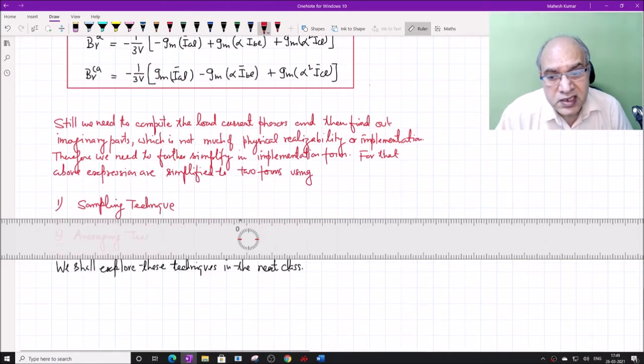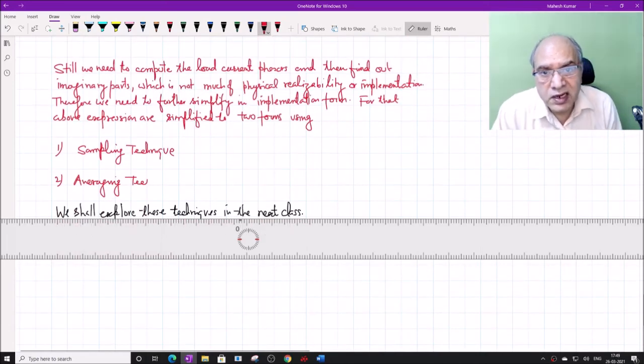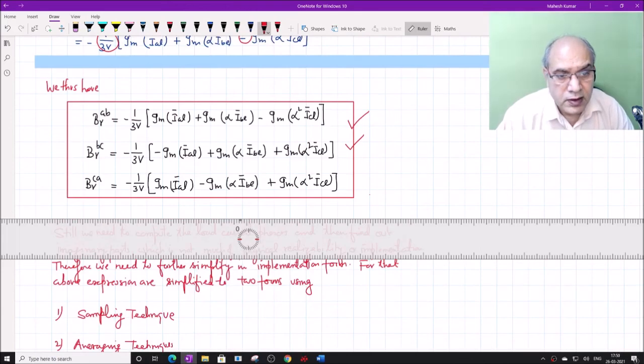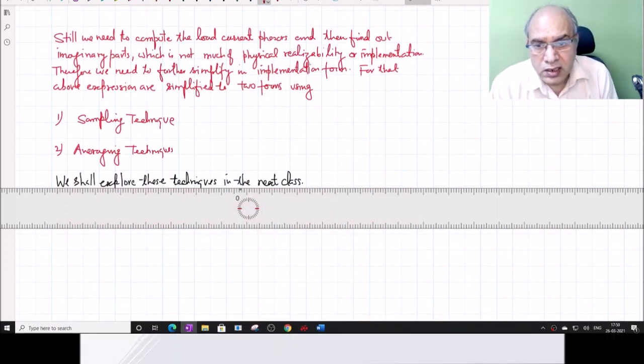They are called the sampling method and averaging method, or sampling technique and averaging technique, which can be easily implemented in the real time domain. Okay, so these two techniques we will discuss in the next class.